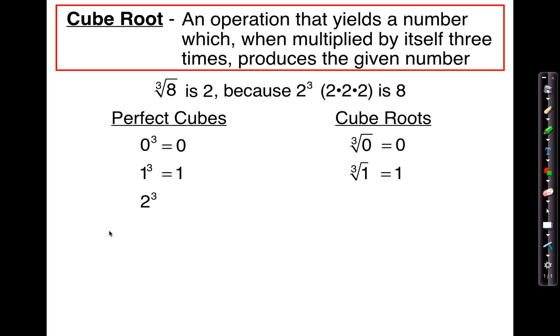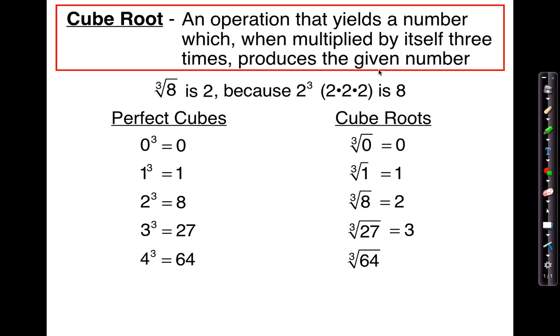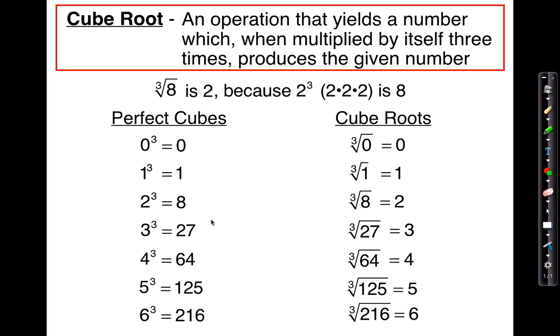2 cubed is, like we see here, 8. So 8 is a perfect cube. The cube root of 8 is 2. 3 cubed is 27, so the cube root of 27 is 3. 4 cubed is 64, so the cube root of 64 is 4. If you're wondering how I'm doing this, I'm just multiplying 4 times 4, which is 16. 16 times 4 is 64. 5 cubed is 125, so the cube root of 125 is 5. 6 cubed is 216, so the cube root of 216 is 6.